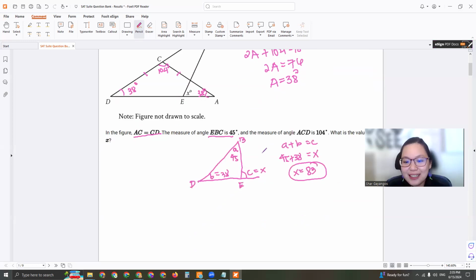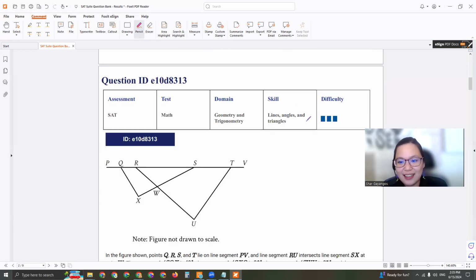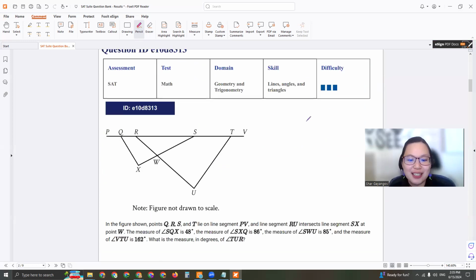All right. Ready for the second one? Let's move on. And this is another difficult question. Okay. And from the looks of it, we have multiple overlapping triangles, right? So just keep that in mind. And also remember that the angles of a triangle add up to 180 degrees. And let's go ahead and label our figure.